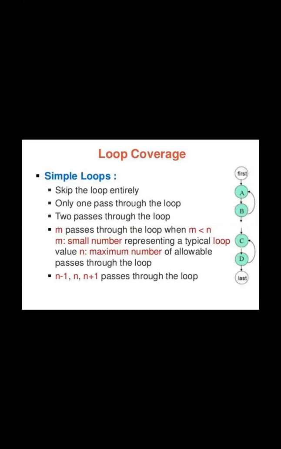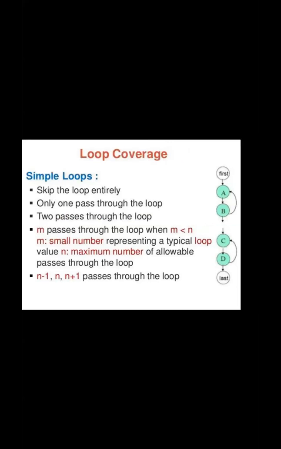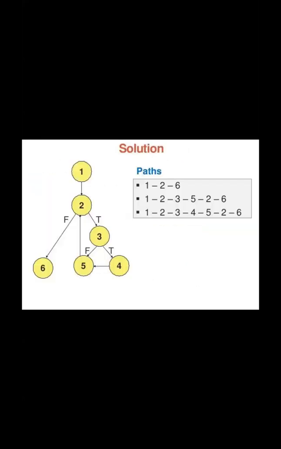Already we discussed loop testing. In loop testing, we have simple loops as well. For the given flow graph, we can easily identify how many paths are there. Say, for example, we have a graph with 6 nodes.